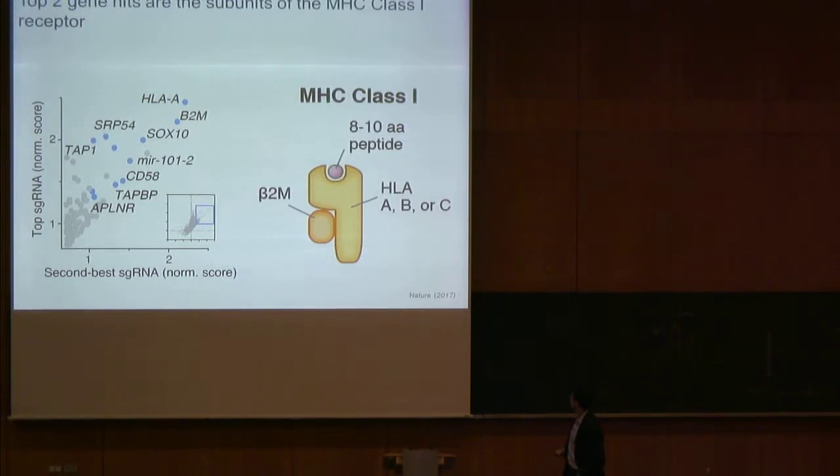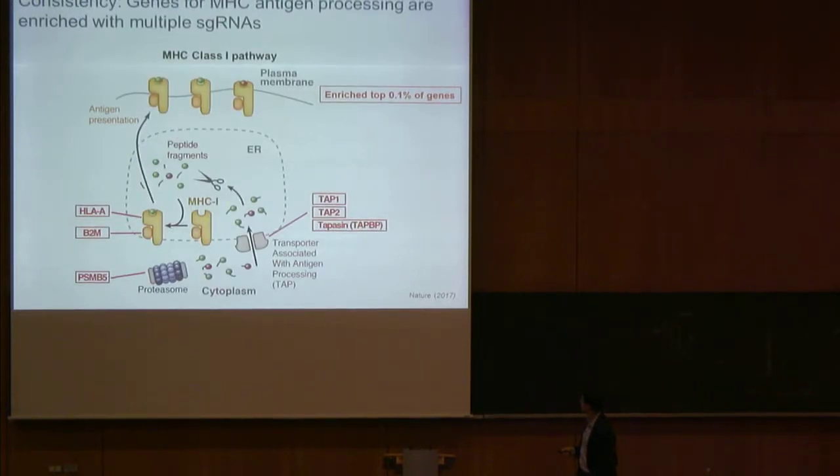And we were really happy to see that our top 2 hits, out of 20,000 genes in the genome, hit number 1 and 2 in this CRISPR screen, are actually the 2 components of antigen presentation, HLA and B2M. And amongst the top 0.1% of the library, which is the top 20 genes out of 20,000, you pretty much have all the major players in antigen processing and presentation. So this gives you an idea.